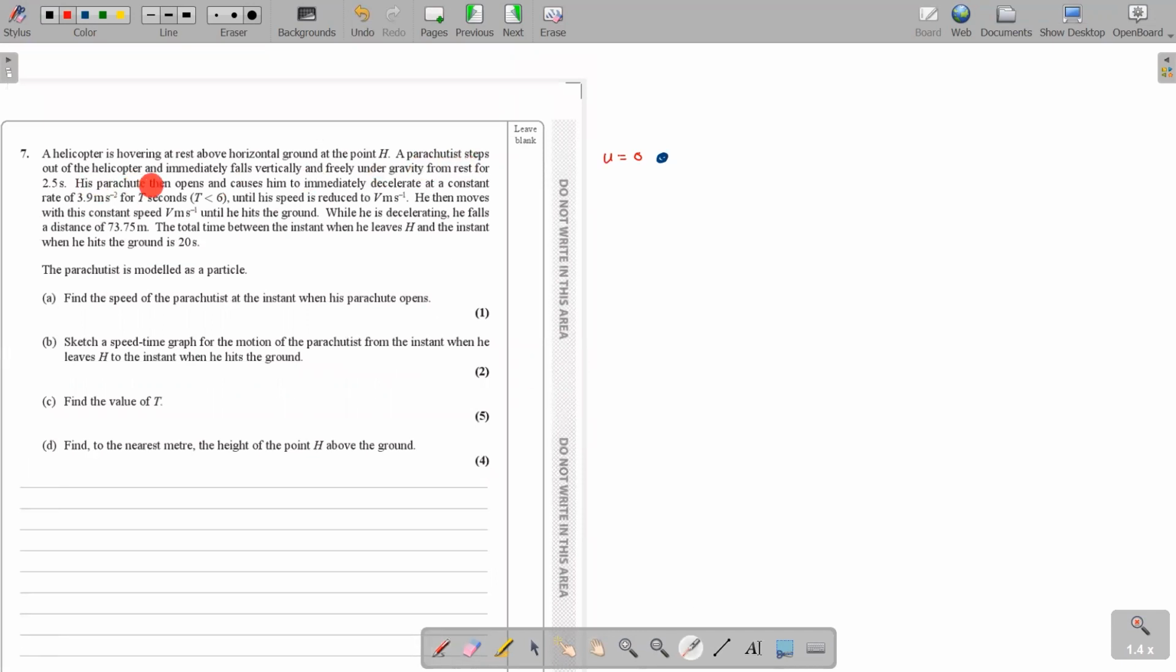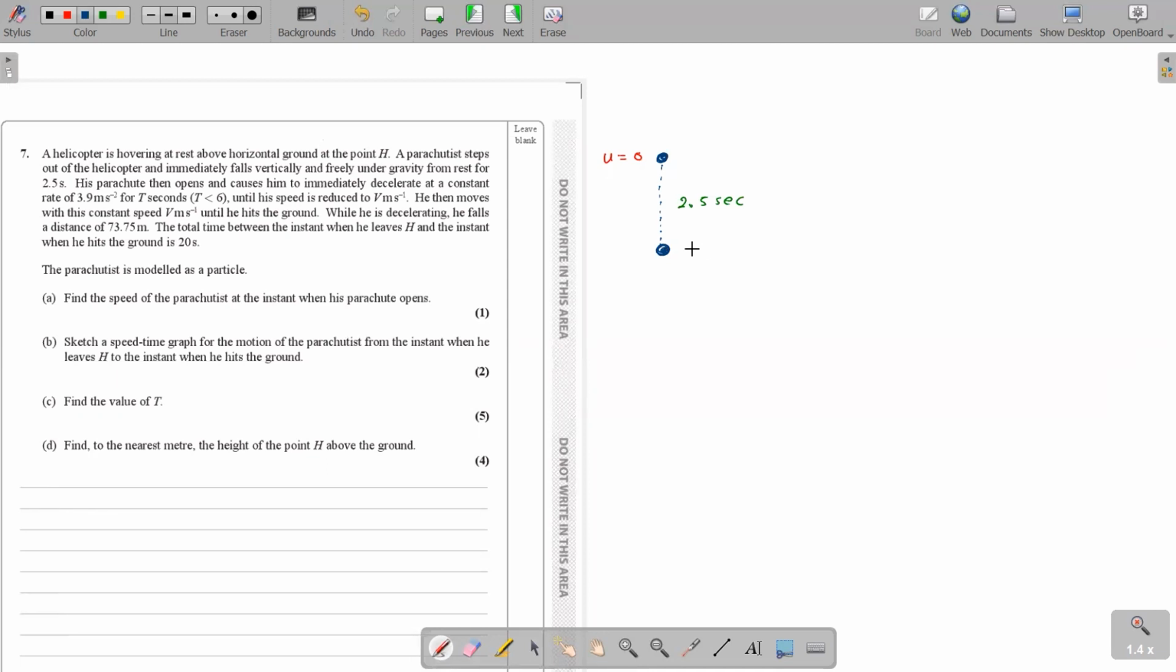He steps out of the helicopter and immediately falls vertically and freely under gravity from rest for 2.5 seconds. So for 2.5 seconds, you are falling freely. Are you with me? This is falling freely, for 2.5 seconds. We don't know how much of a distance he fell, but we can find it.